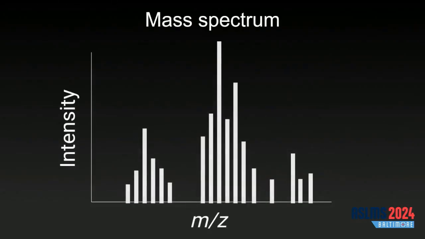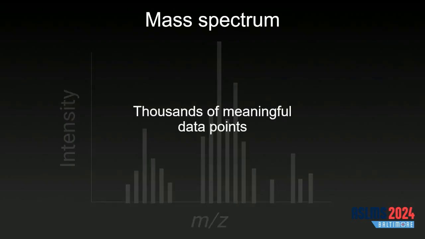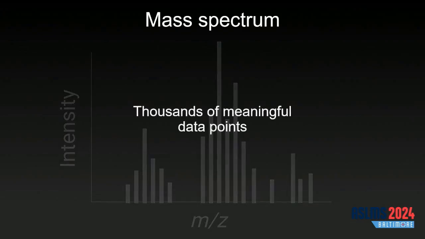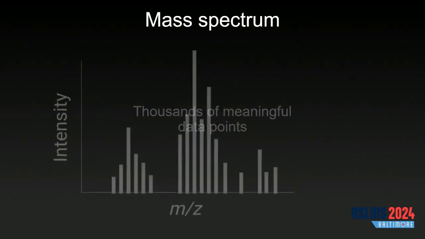So this is a mass spectrum. Can I just see a show of hands how many people know mass spectrometry? Okay, a few people. So I'll just really quickly go through mass spec. The idea is that we have the molecular mass on the x-axis and the intensity on the y-axis. So we can have a lot of different molecules measured by intensity. This brings us thousands of data points, all saying something about the sampled tissue.